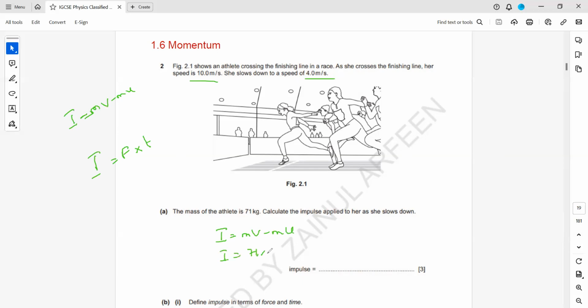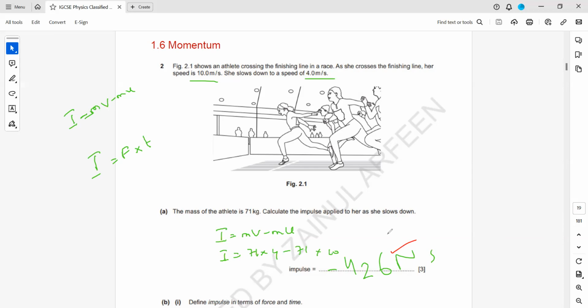Mass is 71. What about the final speed? The final speed is 4. The mass is 71 and the initial speed is 10. So 71 times 4 minus 71 times 10. What's the final answer? The impulse is minus 426 newton seconds. Impulse can be negative because it is a vector quantity, so it can be a negative or a positive impulse.